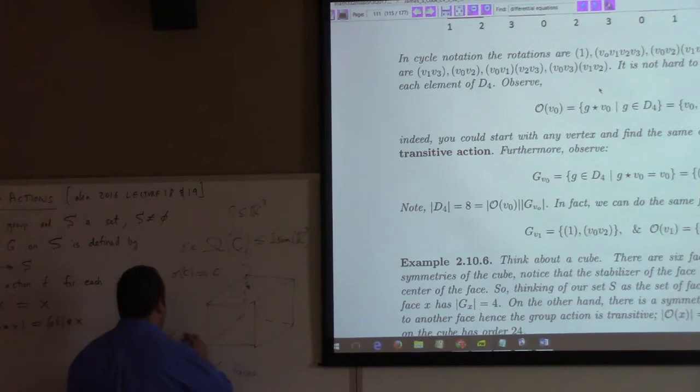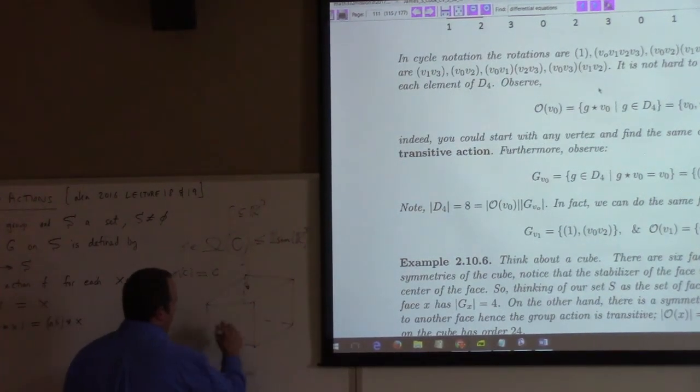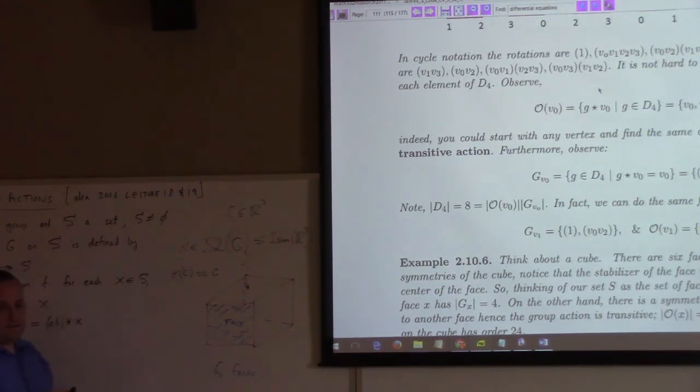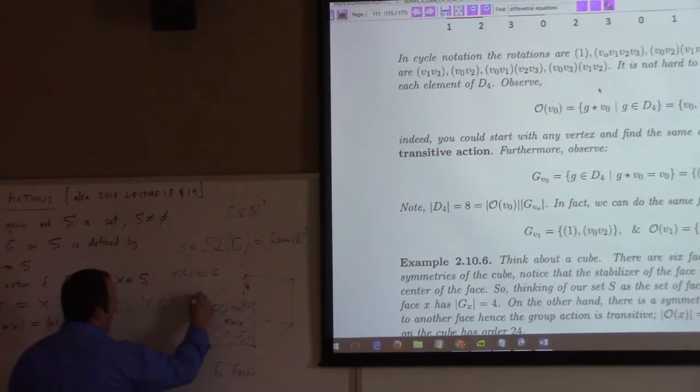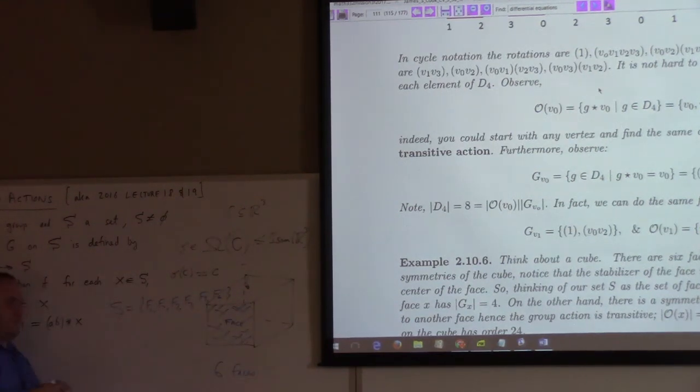And if you think about a particular face, how can we fix this? Let's look at this face here, the front face. What's a symmetry which leaves the face fixed? So the set I'm thinking about is the set of faces, F1, F2, F3, F4, F5, F6, the set of 6 faces. So we can ask, what's the stabilizer of face 1, let's say? What's the subgroup of symmetries of the cube which stabilizes face 1?